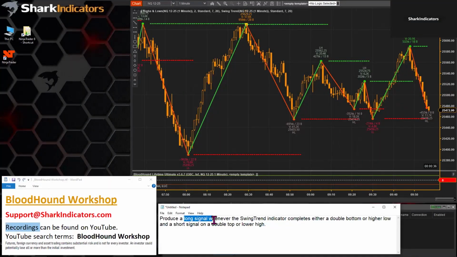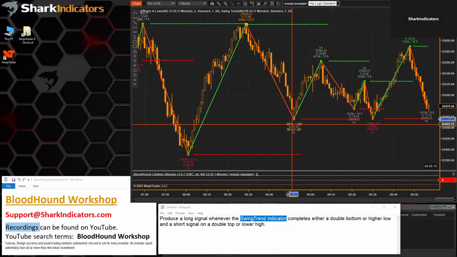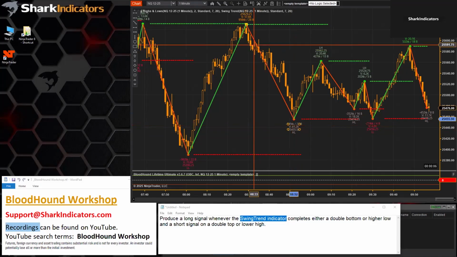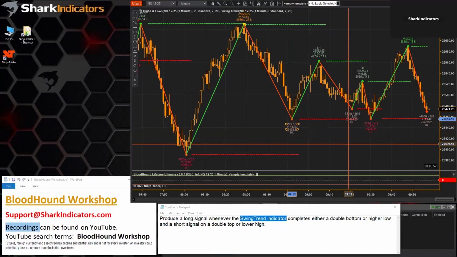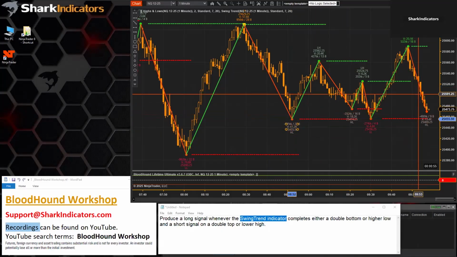Producing a long signal here when there's a double bottom or a higher low. And the key here is when it completes. The reason that's key is the swing trend indicator that's mentioned, right? That's the indicator that puts the zigzag swing trend line data on there. And as the market is moving, we can see the lines and the data points updating, right?